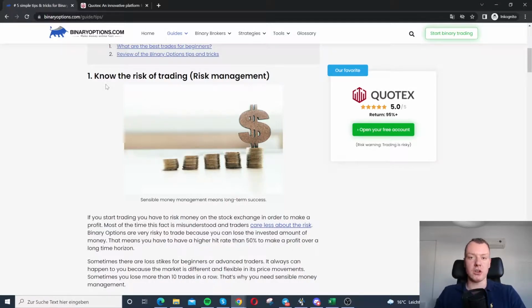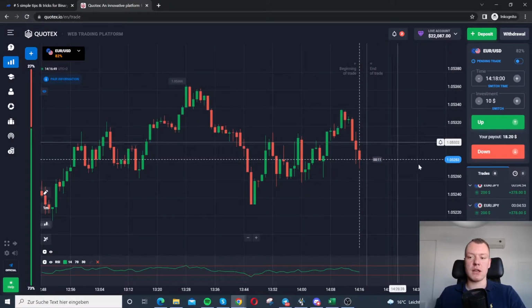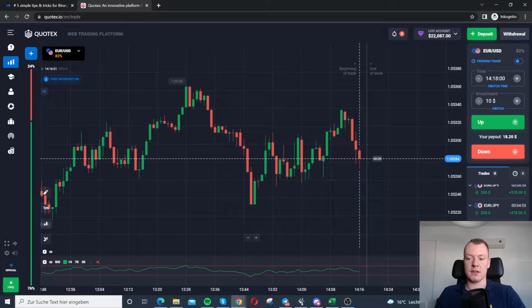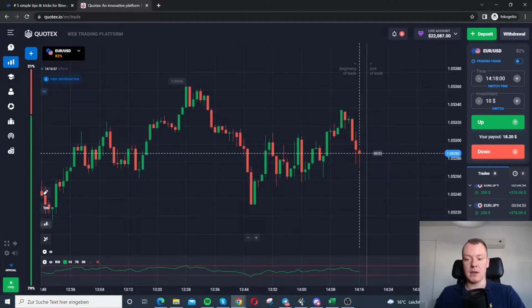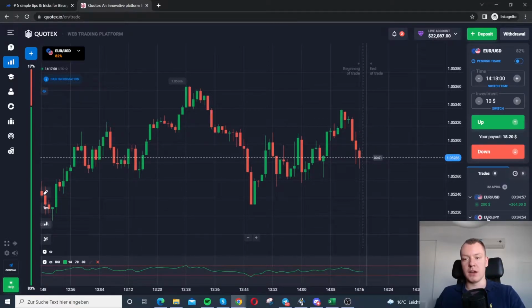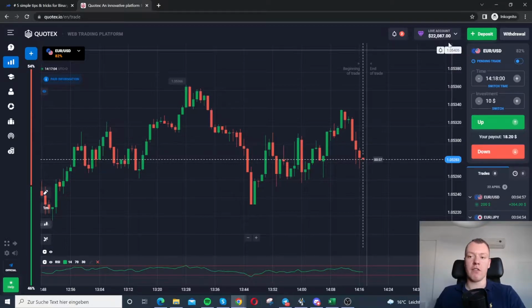So I will show you what I'm doing here. For example, this is my Quotex trading account. On the right side, you see here my live trades. You see in every trade, I'm using an investment of like $2. That means I'm setting up here 1% of my account balance in one trade.